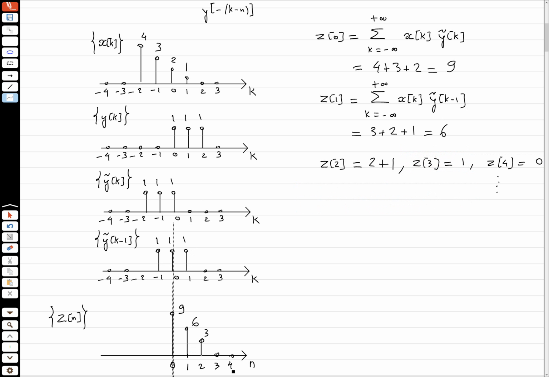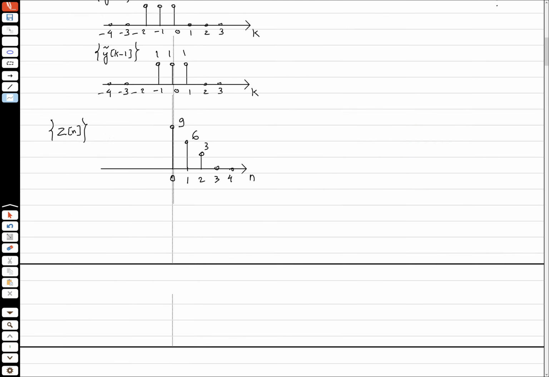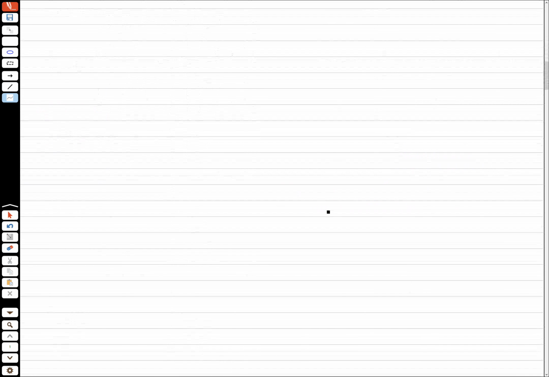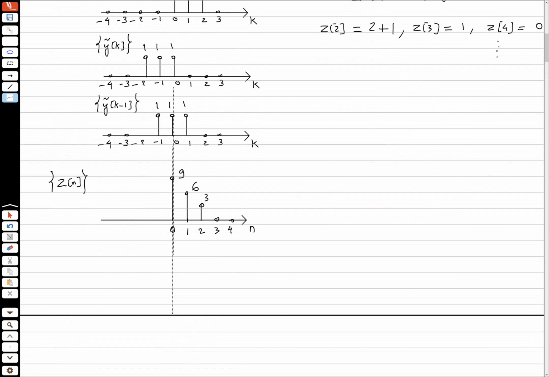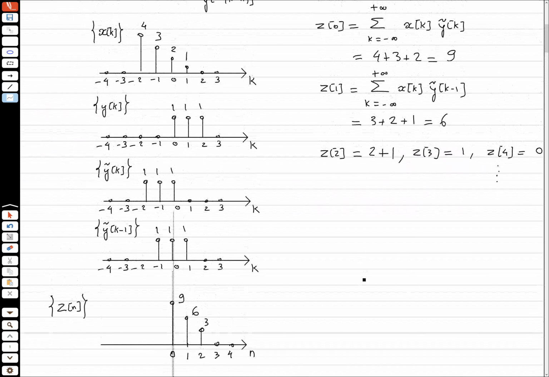So you get this. But you only get half of the points because you still want to plot the values of z of n for n negative, right? So in this case, the formula is going to give you this plus 1.